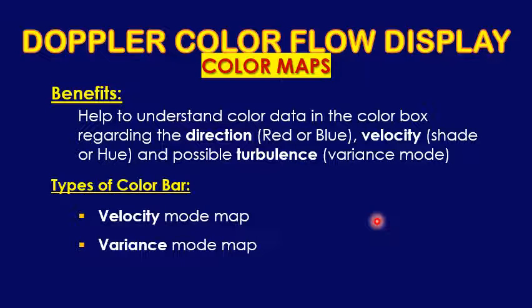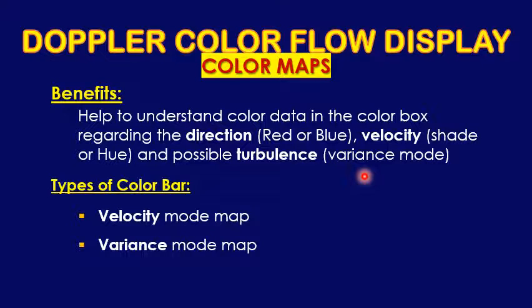So what are the benefits of this color map? It gives you the code for the direction of the flow and the velocity of the flow. Is it high velocity or low velocity, and in which direction? It will give you a color code. By reading this color code, you can understand or interpret the color box.